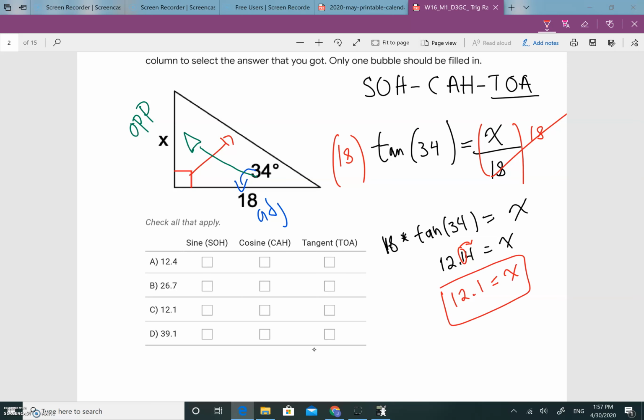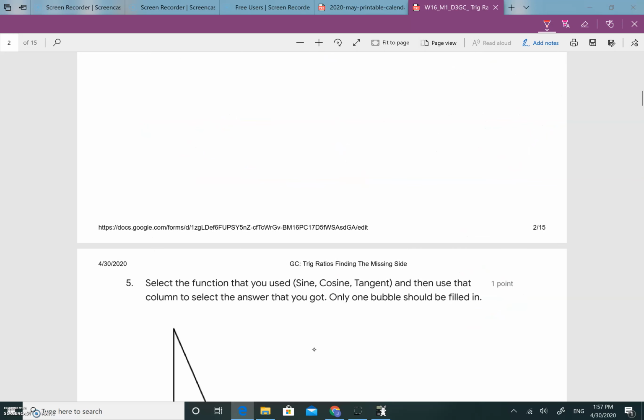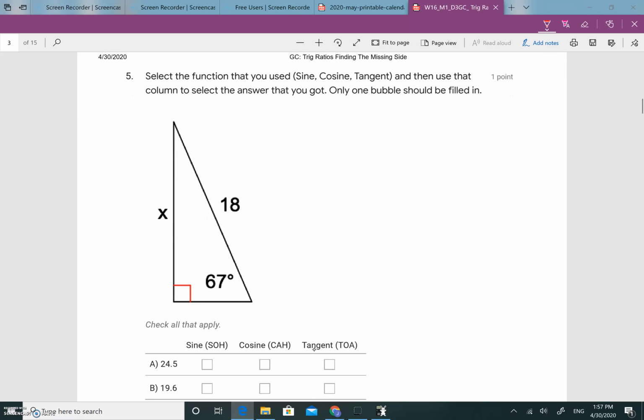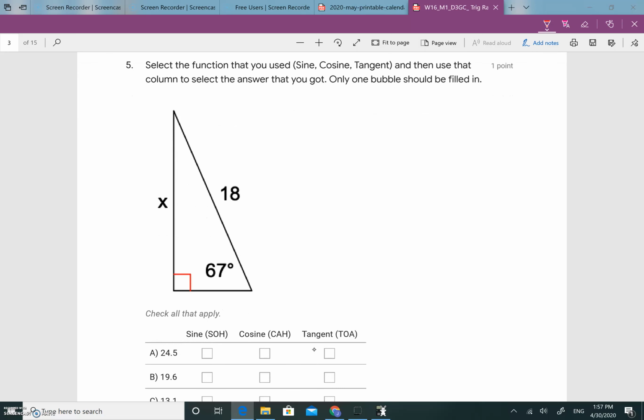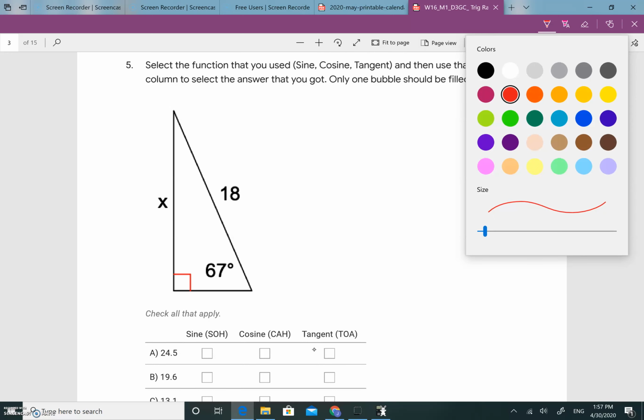As a summary, what function did we use? We used tangent. So that means that I have to go to the tangent section and then select the answer that I got. I got 12.1, so I would check that one, and you leave the others blank. Now you move on to the next problem. Let's do another example. Number 5, but in reality this is question number 2. Like I said before, you always start by writing your SOHCAHTOA.